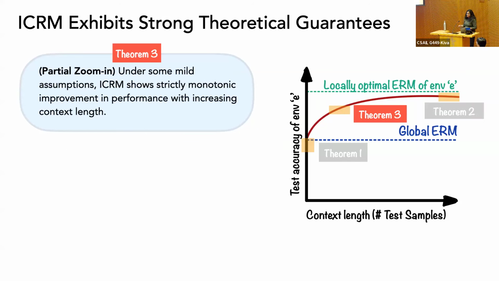So now we come to theorem 3, which deals with the setting in between no context and infinite context. So this is the partial zoom in. That is, if you have a partial, finite context, can you claim anything about ICRM's performance? So under some more assumptions on the graphical model, which go as follows: X and E are statistically dependent and they form the Markov blanket of the label Y, we can show that ICRM's performance is strictly monotonic with context length. That is, even at test time, if you have just one extra sample, you can use that extra unlabeled data to actually improve your prediction on each of your data points. And that is what all the three theorems talk about with respect to this curve.